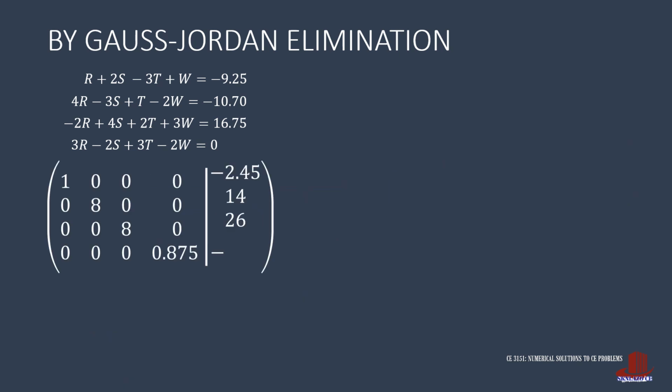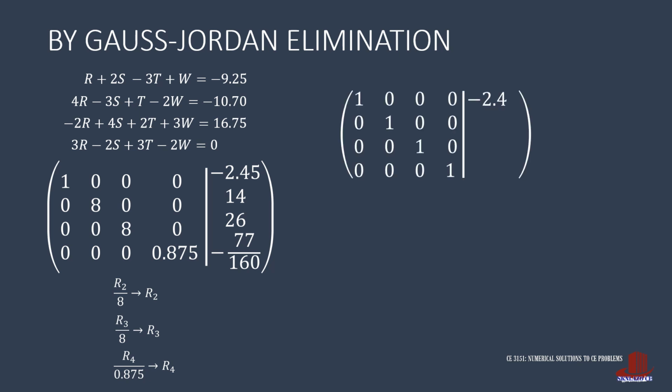After zeroing out all elements, except those in the diagonal, remember that in Gauss-Jordan, the remaining elements should be 1. Thus, divide the elements in rows 2 and 3 by 8. Then row 4 should also be divided by 0.875. And now that we have the desired matrix, we can easily find the values of each variable.